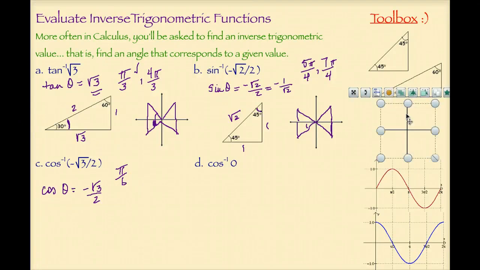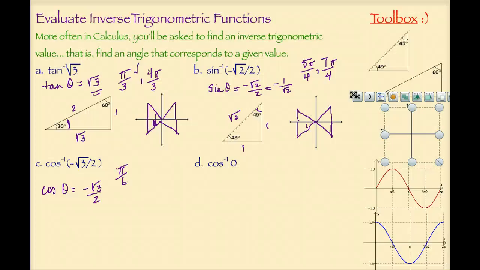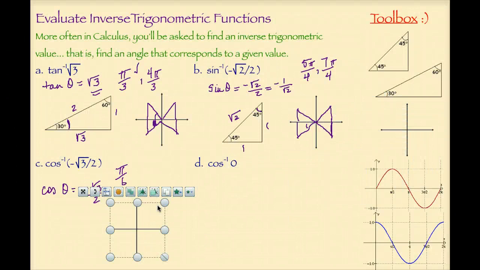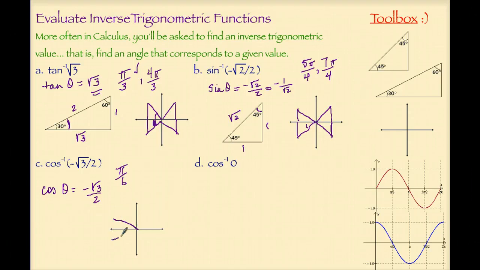Let's grab a coordinate plane and find out where they are. Pi over 6 is 30 degrees. So we start with, of course, 30 degrees here. We're going to have pi over 6, 2 pi over 6, 3 pi over 6, 4 pi over 6, 5 pi over 6 here in the second quadrant, 6 pi over 6, 7 pi over 6 here in the third quadrant. So since in the second and third quadrants cosine is negative, those are our two answers, 5 pi over 6 and 7 pi over 6.